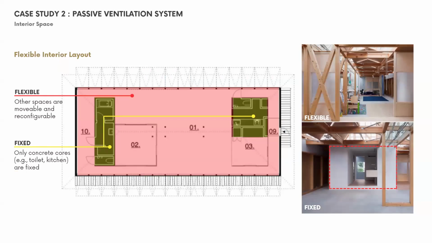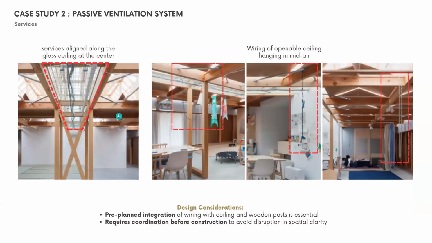So for the interior space, they are using the concept of flexible interior layout. You can see the one labeled in yellow is actually fixed, for example, the toilet and kitchen, which use concrete. And other spaces are open and flexible, so they can easily reconstruct their own activity spaces based on their liking. So these are the flexible spaces you can see here, and then the fixed one, which is made out of concrete.